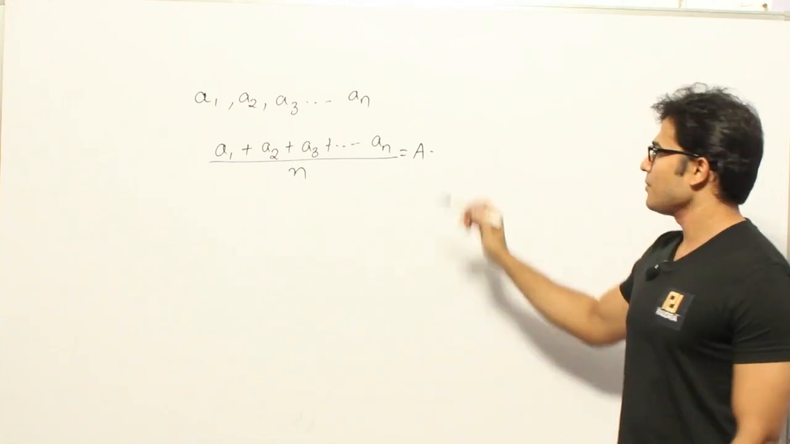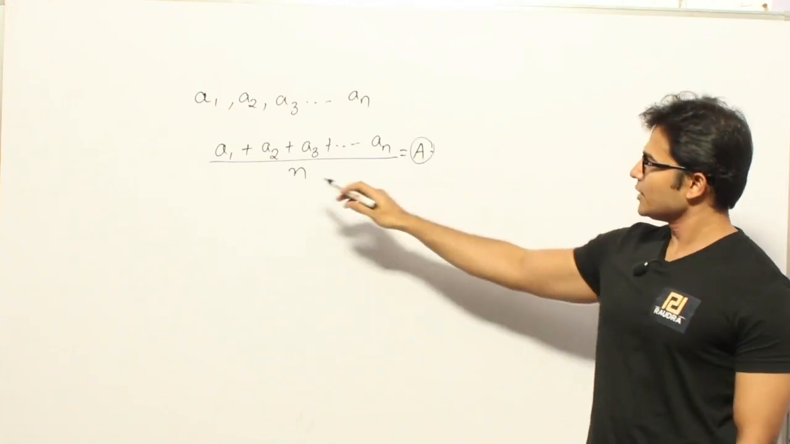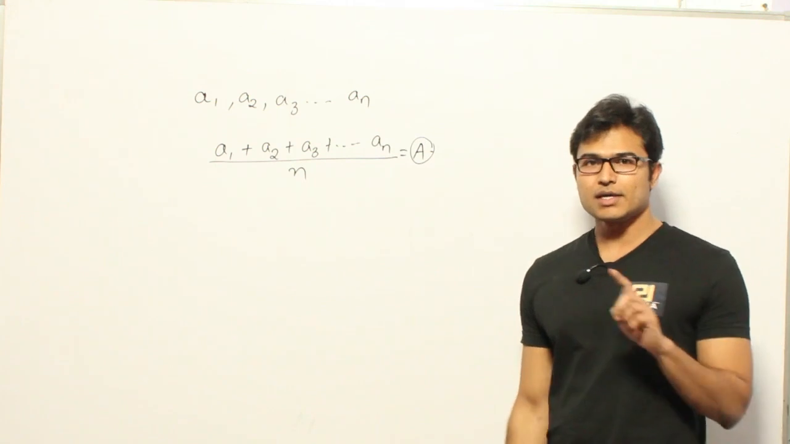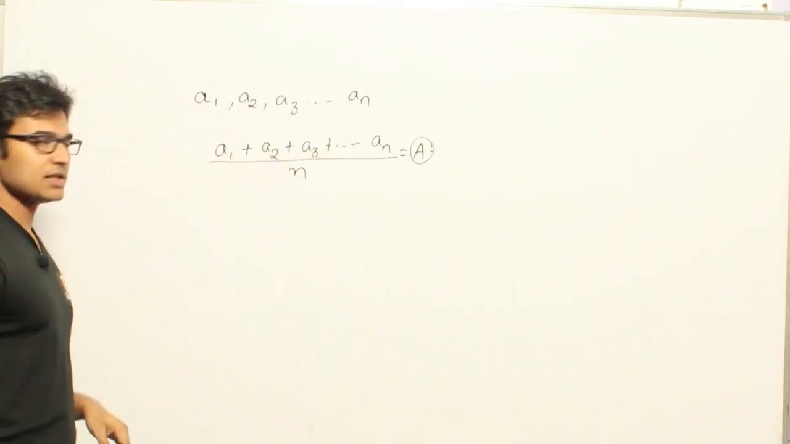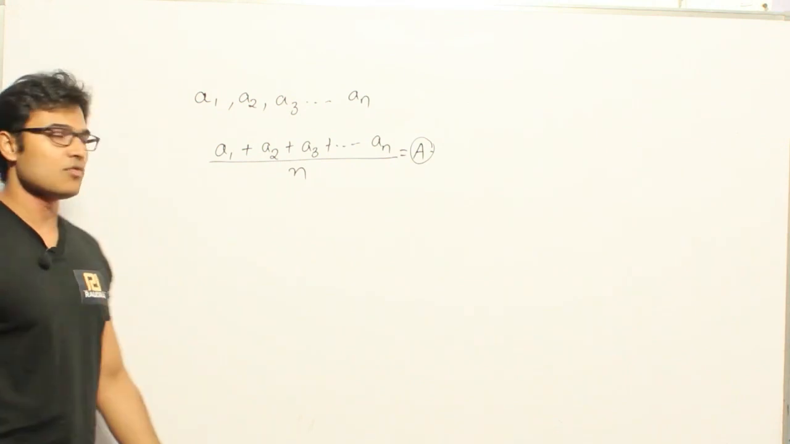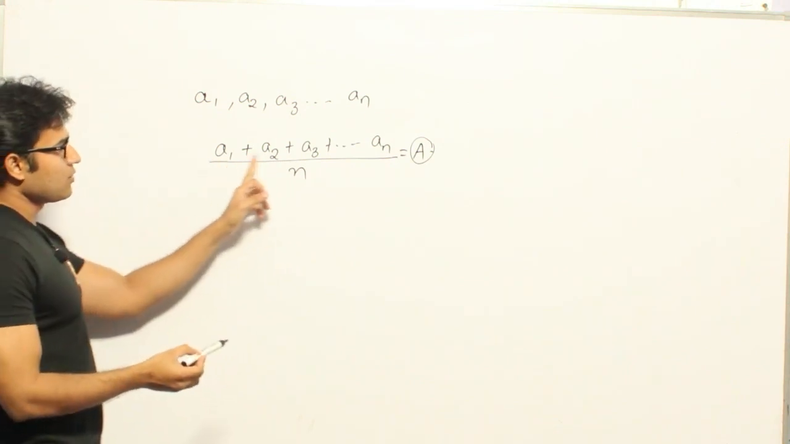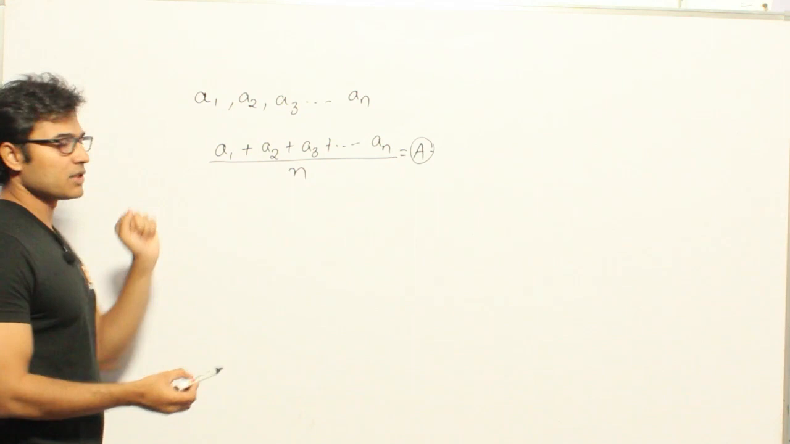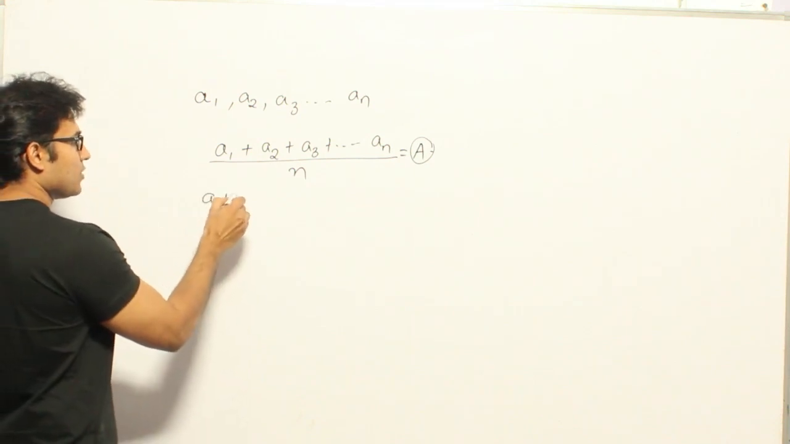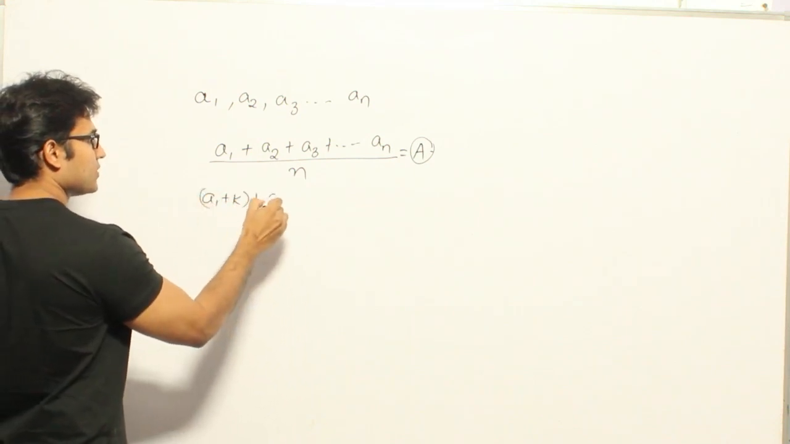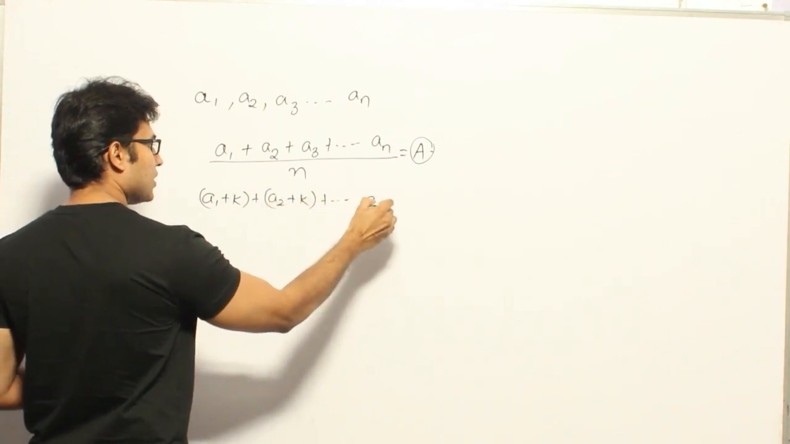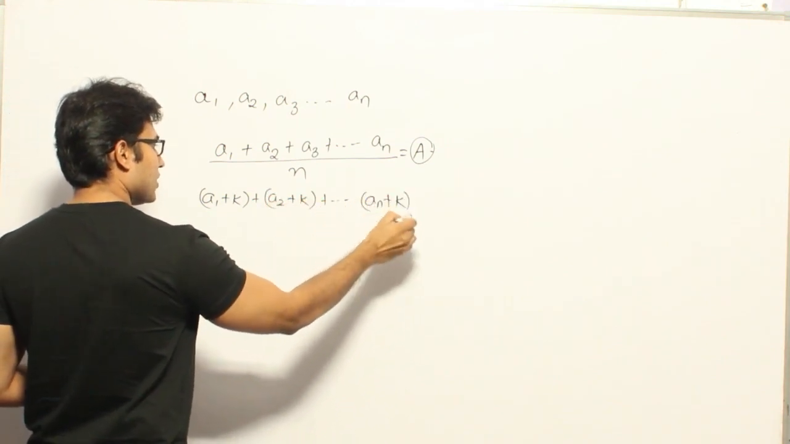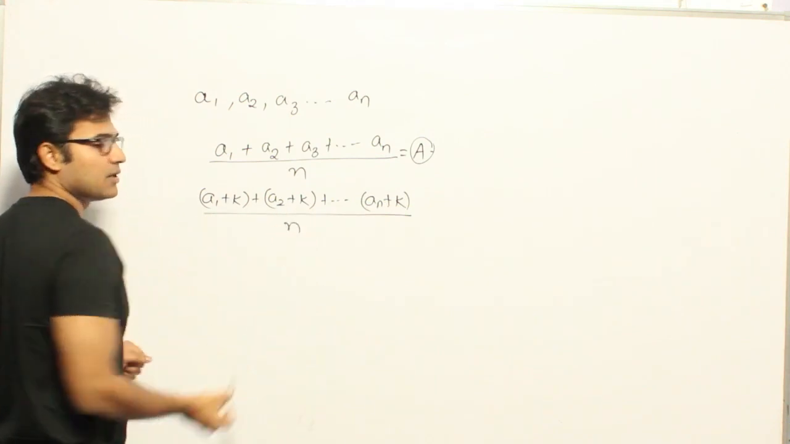Now what would happen to this average a if I increment every element by, let's say, k? If I keep on adding k to all these elements, then it is going to be a1 plus k, isn't it, plus a2 plus k, plus so on, plus an plus k, divided by n, right?